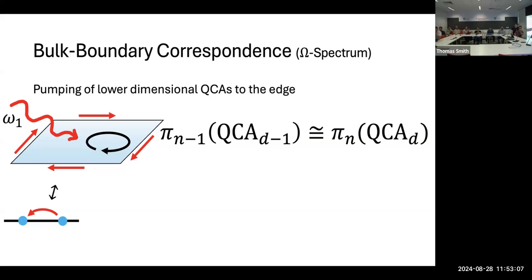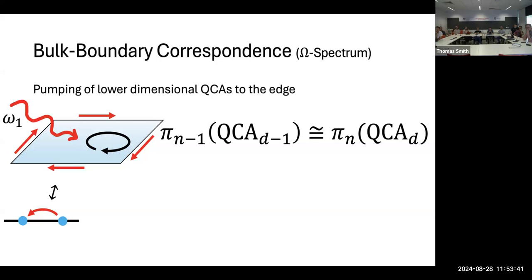And actually, you can do this for all the homotopy groups. So the nth homotopy group of QCAs in D dimensions, you can think about going through one of the variables and looking at what the n-1 variables that are left did at the edge. And this also is an isomorphism. Sorry, just so D here is the spatial dimension? Spatial dimension is D, and n is the number of drives. Right.